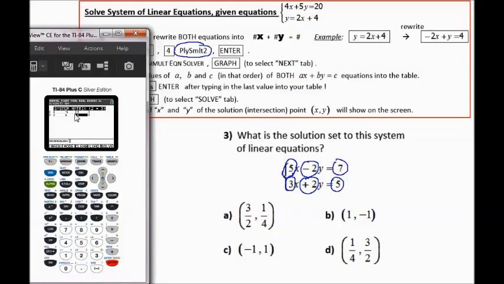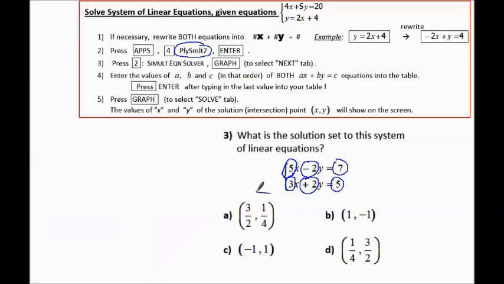Then you want the calculator to solve this for you. So right here is the solve tab. You're going to be pressing this button that corresponds to solve, and it's going to be giving you your solution here. Your solution is the fraction 3/2, 1/4. So the 3/2 should be in your x position and the 1/4 in the y.